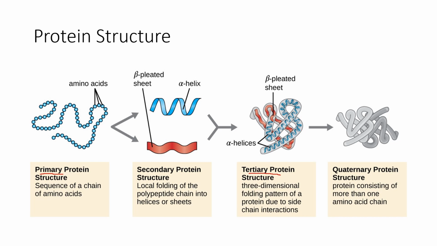If you put more than one protein together, and that happens, hemoglobin, for instance, is 4 proteins put together, we would call that the quaternary structure. Now again, don't forget, denaturation can change the structure and make the protein non-functional.